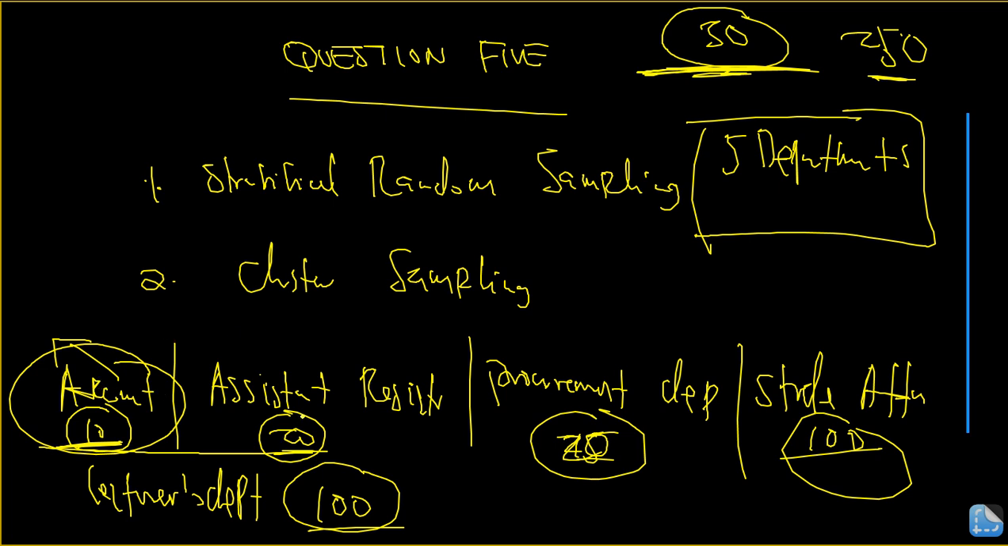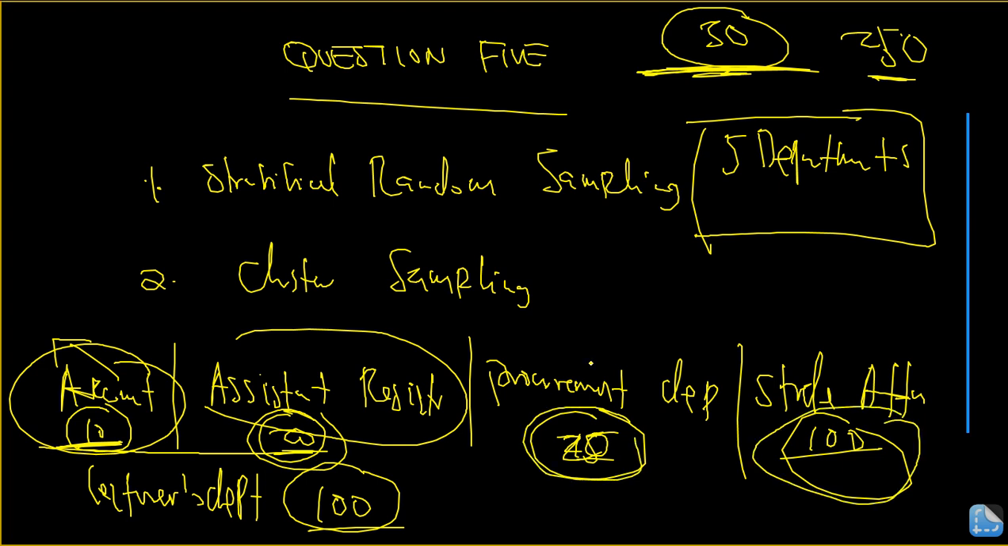The same thing with the registrar's department. You are going to find the proportion of the registrar's department, this number, to the population, to find the sample size that you can get. The same thing for the procurement and for the student affairs. So you're finding the proportionate number in each department.